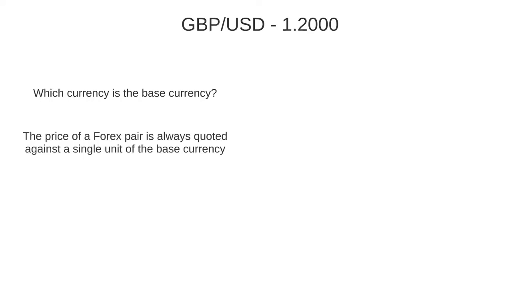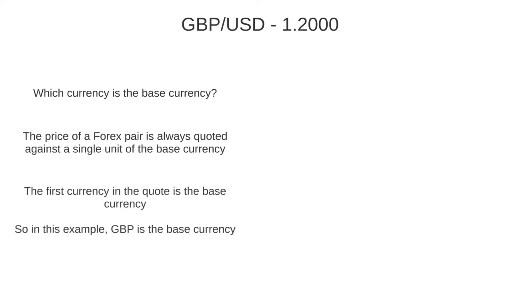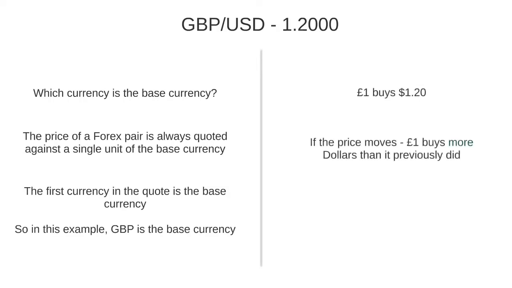So if we are looking at the pound dollar example again, with a price of 1.2000, we now know that the pound is the base currency, so £1 buys $1.20. If the price moves up, this means that £1 will buy more dollars than it did previously, and if the price moves down, £1 will buy fewer dollars than it did previously.